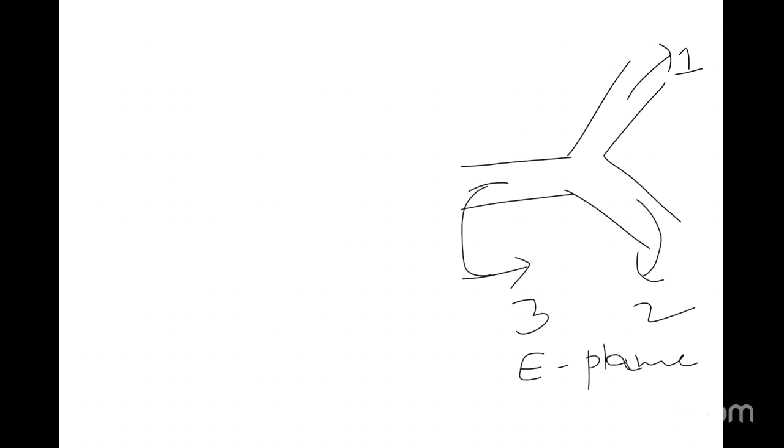Now, we will see the derivation of the E-plane matrix. In the derivation of the E-plane T, I am considering a 3 by 3 matrix. What is the 3 by 3 matrix we have? S11, S12, S13. Next, S21, S22, S23. Next, S31, S32, S33. This is the 3 by 3 matrix.